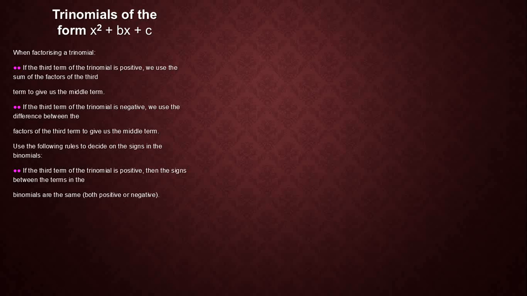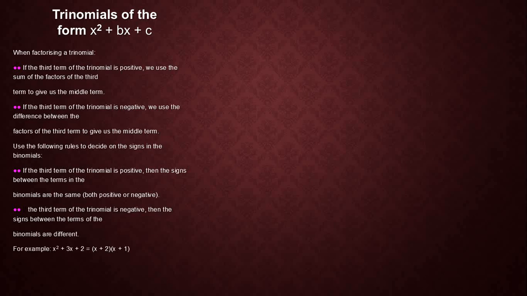If the third term of a trinomial is positive, then the signs between the terms in the binomials are the same, both positive or both negative. If the third term of the trinomial is negative, then the signs between the terms of the binomials are different. For example, x² + 3x + 2 will be factorized as (x + 2) multiplied by (x + 1).